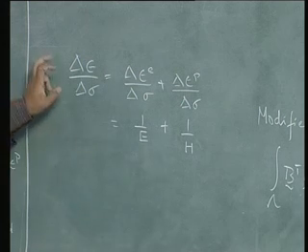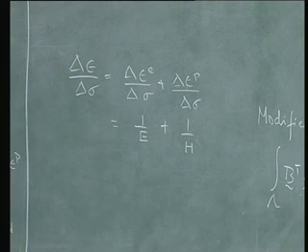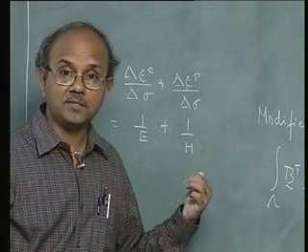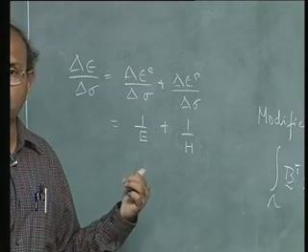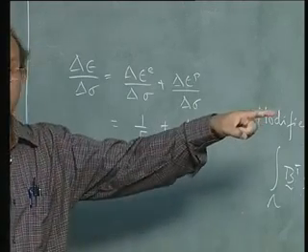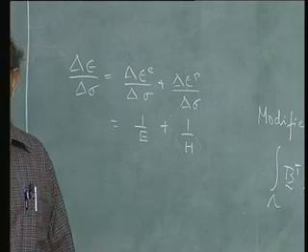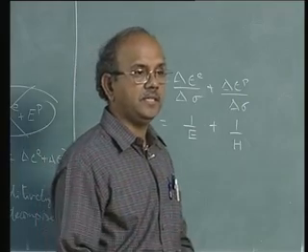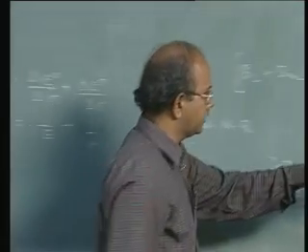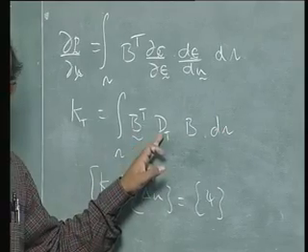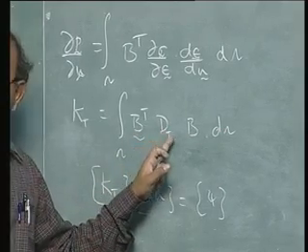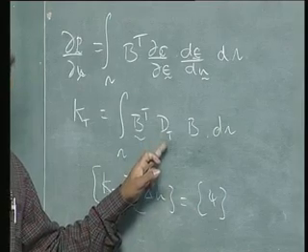So note that delta sigma by delta epsilon is what we call the tangent modulus, which results in that Dt term. Dt is a matrix. Just come to this place. Note that this Dt is a matrix, and that's what we are going to derive now.